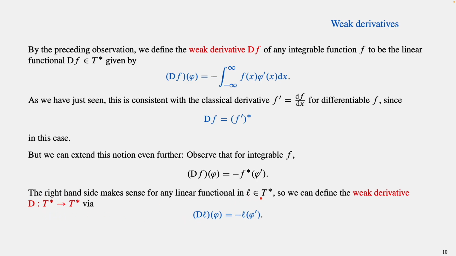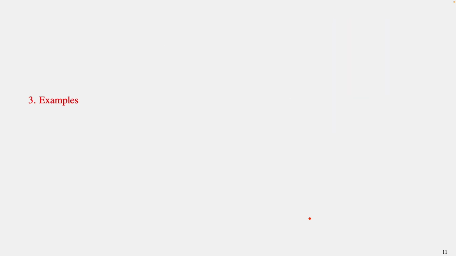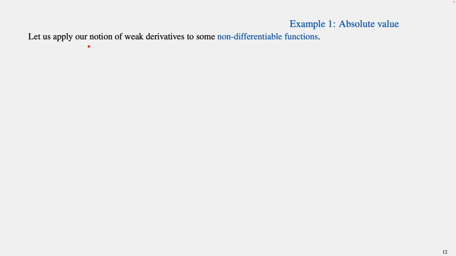So if L is any linear functional in T star, we define the weak derivative dL applied to a test function phi to be minus L applied to phi prime. This is all a bit abstract and maybe confusing, but let's work through some examples to see what actually happens. And to get something out of those weak derivatives that we wouldn't have with ordinary derivatives, let us first apply this notion to some non-differentiable functions.